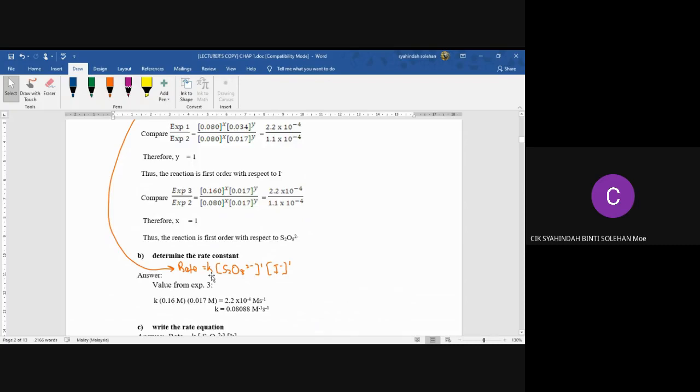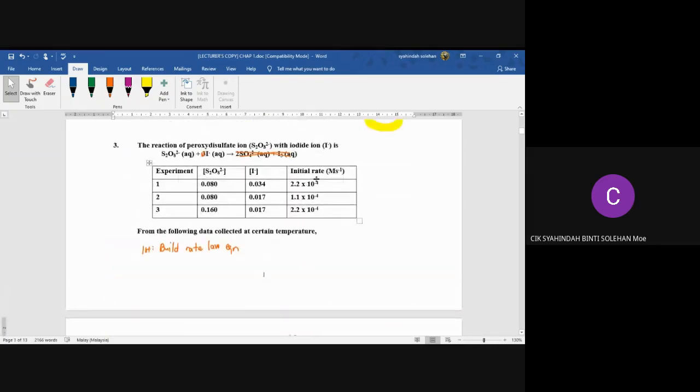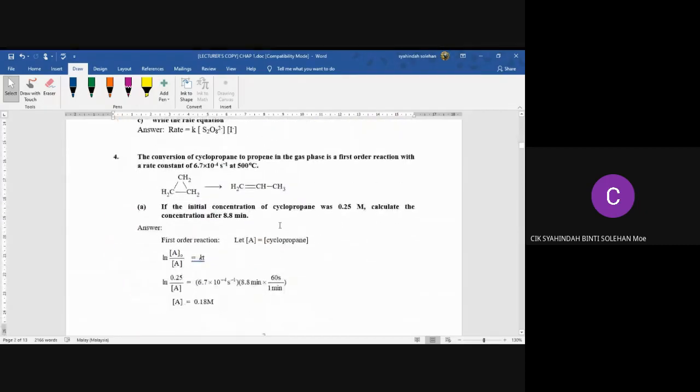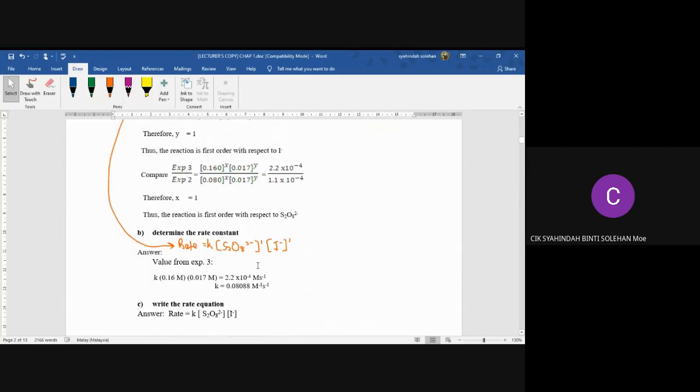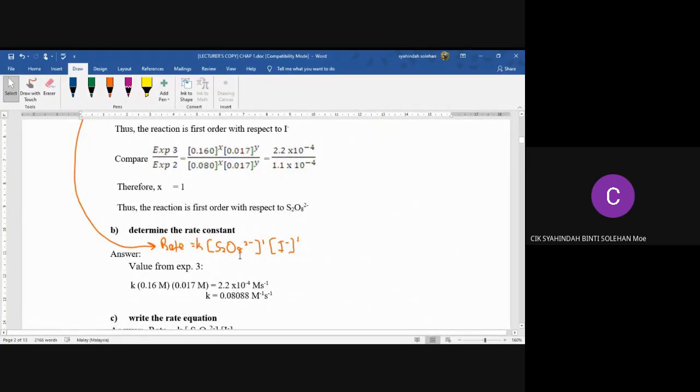Okay, so when you want to find k, you know the unit of your rate, the initial rate, is molar per second, right? Then the concentrations of S2O8 and I- are each in capital M. Okay, so here, how do you know the value of your rate constant and its unit? For the value, you just divide 2.2 times 10 to the power of negative 4 by the multiplication of 0.16 and 0.017. But for the unit, okay, since you know this one is molar per second, it's molar per second divided by M squared.